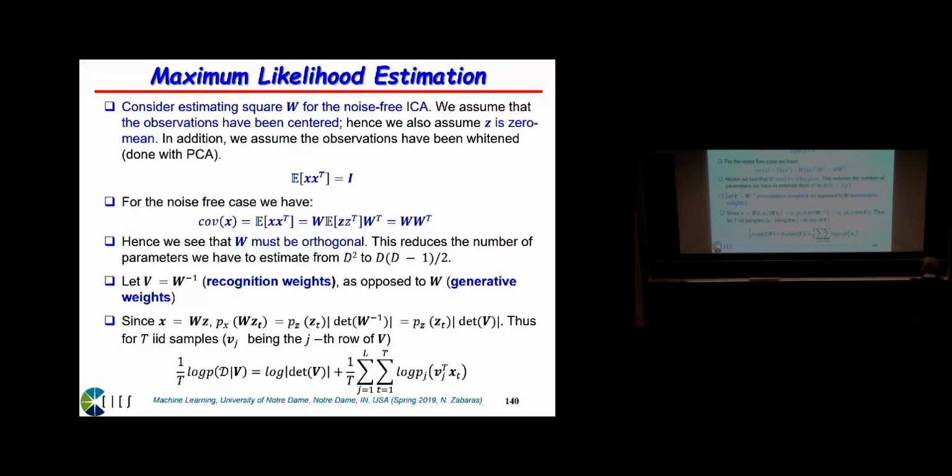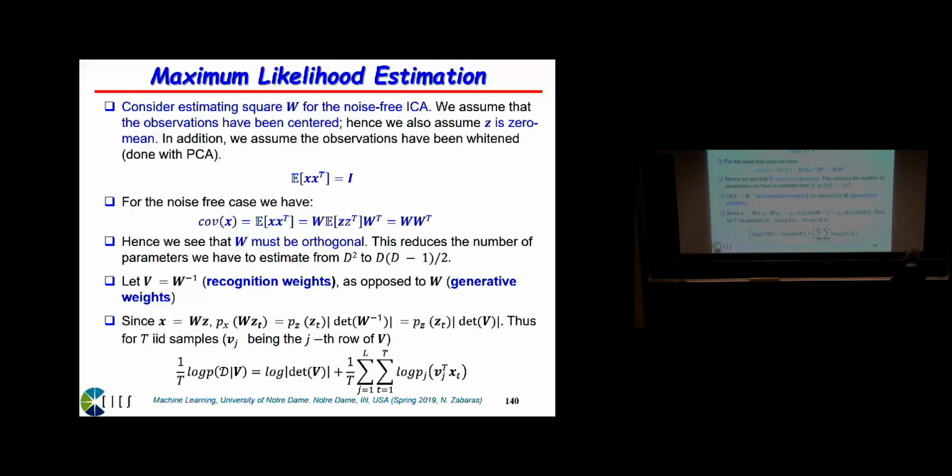I have given you a bunch of data X. So there is a log likelihood, and I assume here that I have T data. So I divide my log likelihood by the total number of data. When you take logs, you're going to have T of these determinants divided by T, I get that. And then I have a summation over the T's of log of Pj. What is Z? Z is W inverse, which is V, so it's V transpose X.